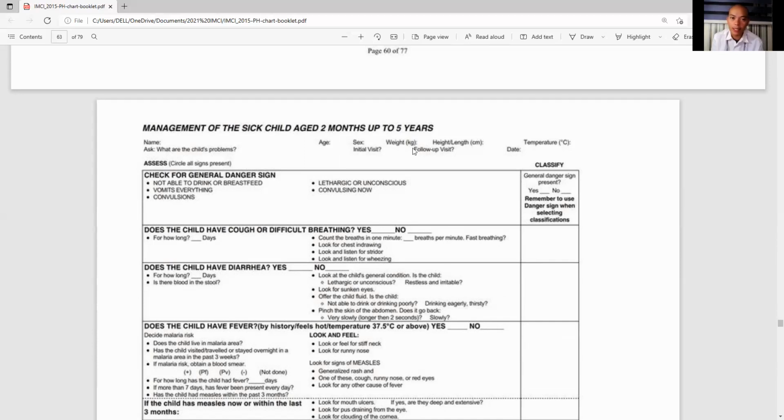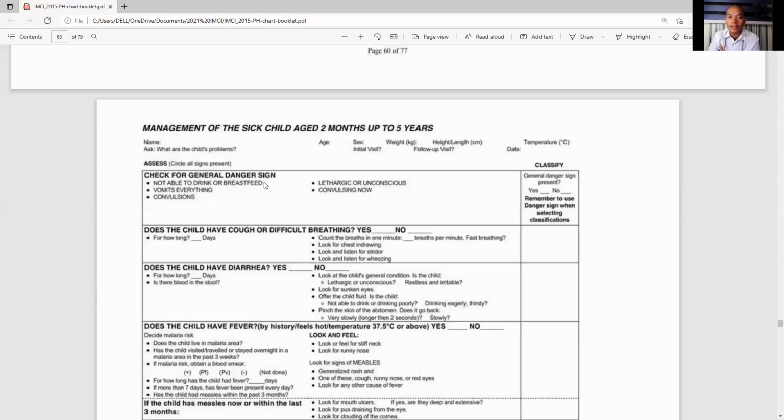What are the child's problems? Dito muna tayo sa name, age, sex, weight, height, temperature. Then we have to assess, is this an initial visit or follow-up? Initial visit, check. Follow-up visit, check the date. Then assess, circle all signs present. Once we are interviewing and talking to the mother, nandito. So it is really very easy to check.